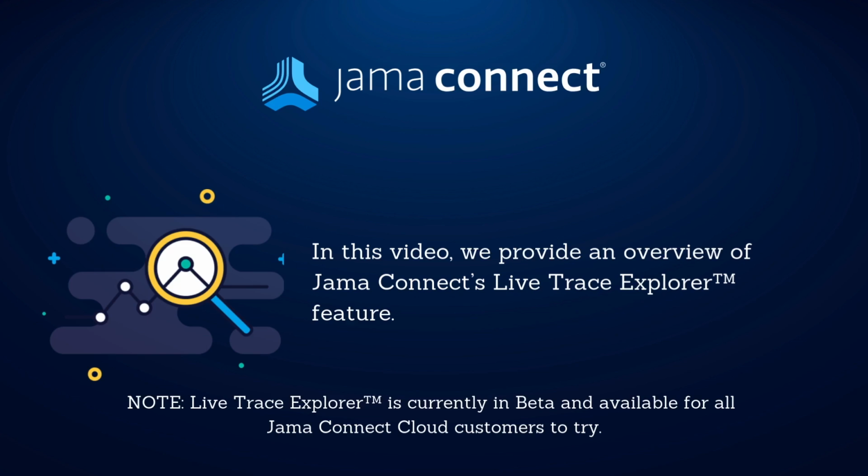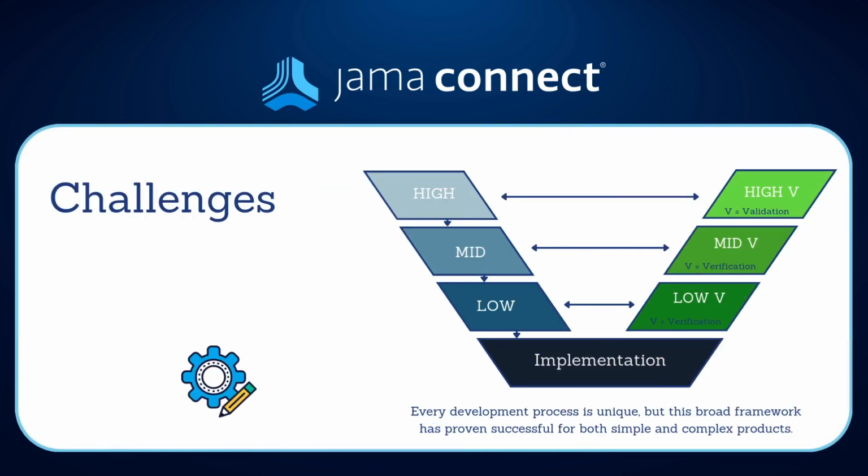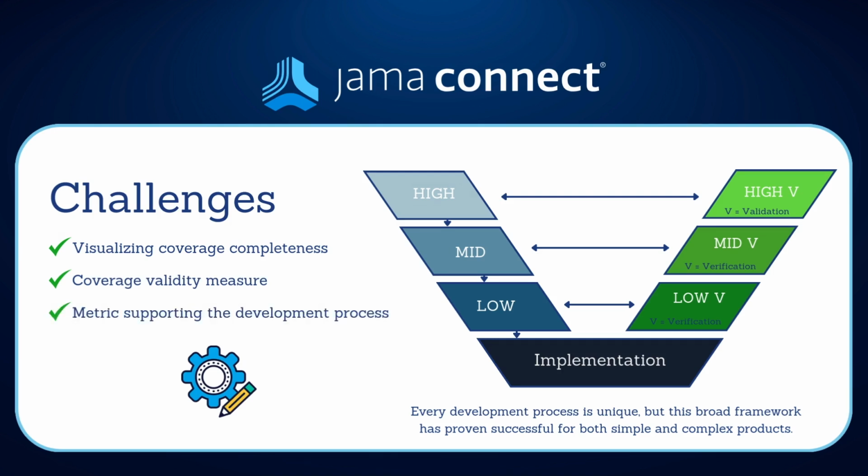The Live Trace Explorer is like a real-time map of the V model, helping you check coverage completeness and validity across your project. It actively tracks metrics to spot gaps and risks between engineering teams so you can address issues early. This leads to a smoother development process, higher quality products, and faster time to market. This capability is a significant step in our vision to provide metrics for managing the development process through data.